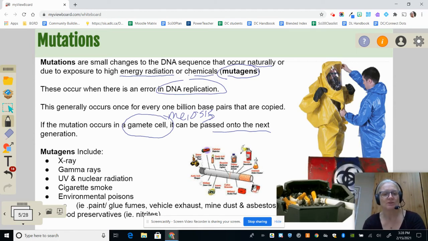So there are some examples of what mutagens might look like, and some of these are going to come up again in our course when we look at radiation and the EMR spectrum. So X-rays, gamma rays, UV radiation, all those are going to come up again. Nuclear radiation, cigarette smoke, environmental poisons, there's a bunch of listed ones there as well, and food preservatives, nitrates.